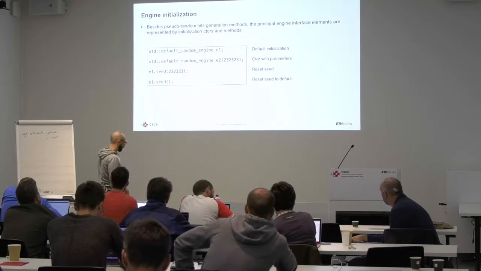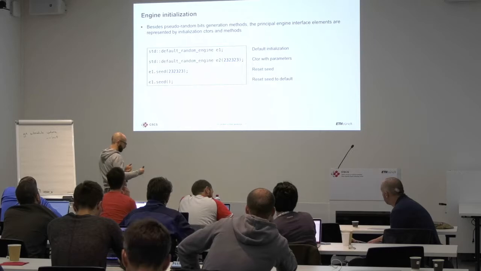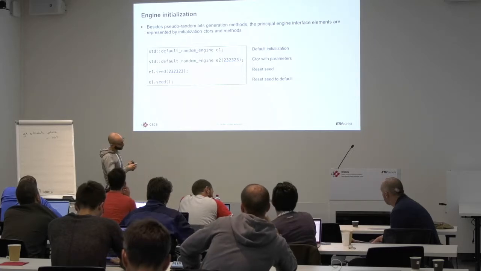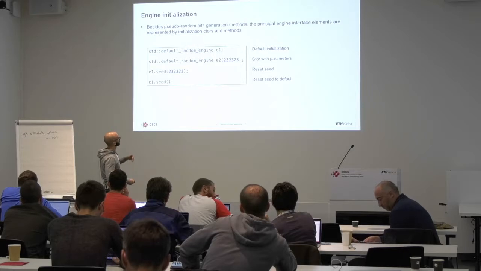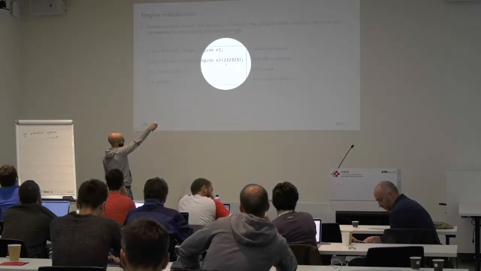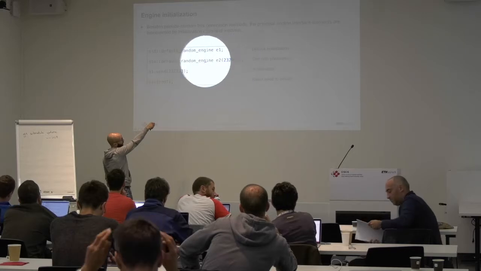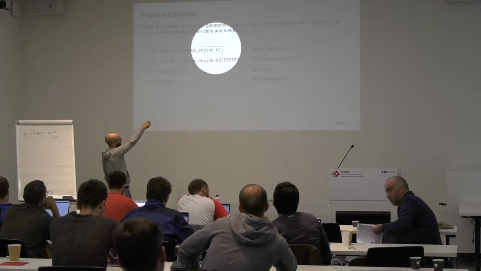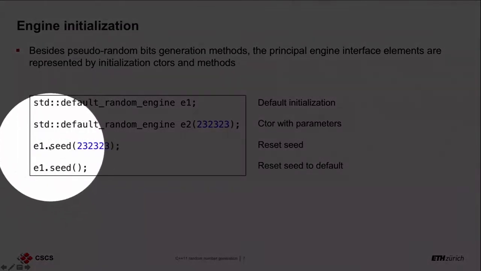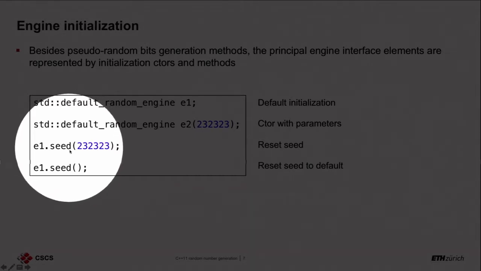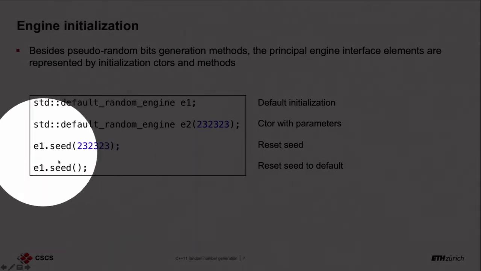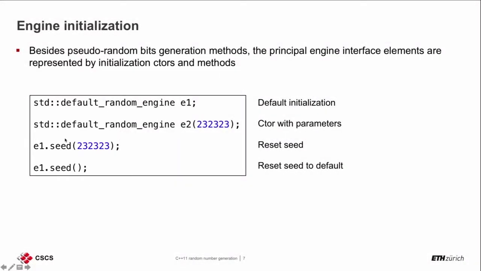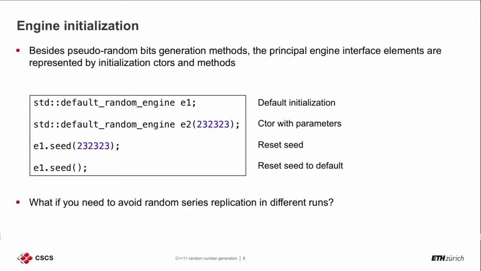So you have a basic interface for this pseudo-random bit generator, which is a constructor. This is the one that I have already used in my example. This is a constructor that takes in input the seed for the generation algorithm. This is instead the default constructor. And then you can also define the seed during your calculation, during your simulation, if for any reason you need to change it, by making a call to the seed method. With an empty parameter list, you will just set the default seed number.